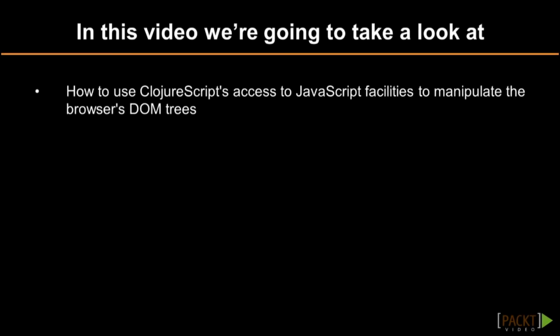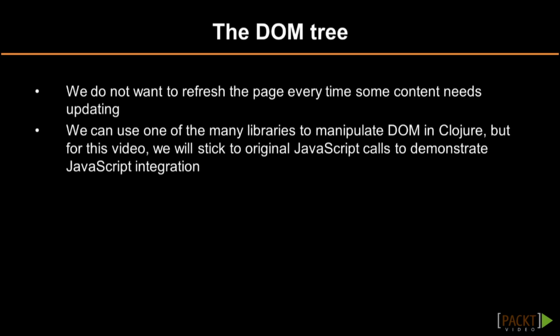In this video, we will learn how to use ClojureScript's access to JavaScript facilities to manipulate the browser's DOM tree. JavaScript, and in our case ClojureScript compiled to JavaScript, needs to be able to manipulate the browser's DOM tree for interaction with the user. In ClojureScript, there are a number of libraries that we can use, but to better showcase how we can access the browser's facilities from ClojureScript code, we will simply use the JavaScript API directly. Of course, our operations will not be as elegant as when using one of the libraries, and the code might not work properly on other browsers. Still, for demonstration purposes, it should be more than enough.